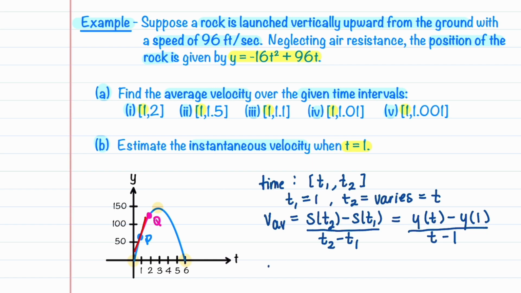Our instantaneous velocity is then going to be the limit from t2 to t1 of our average velocity. So this is just going to be the limit as t goes to 1, making that change in notation, of our average velocity.